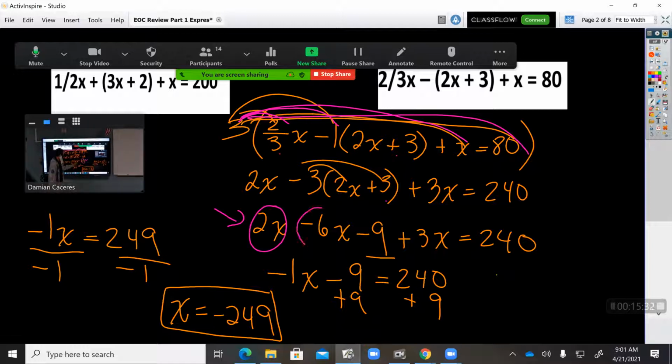If you combine 2x minus 6x plus 3x, it equals negative 1x. Bring down your minus 9 equals 240. And the last two steps are always similar. Get rid of this term and divide by your coefficient. So we add 9 to both sides and then divide by the negative 1 coefficient. So your answer is x equals negative 249.